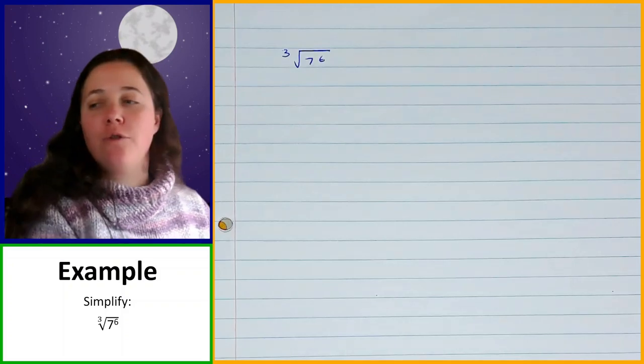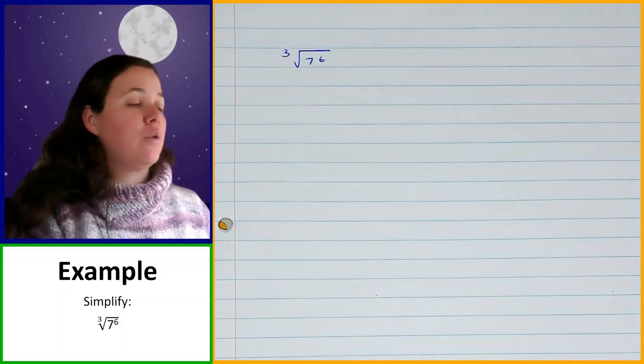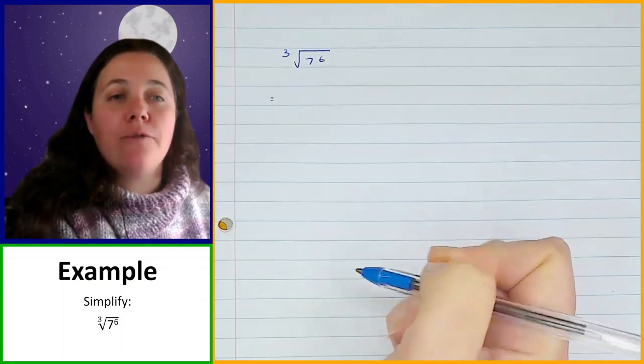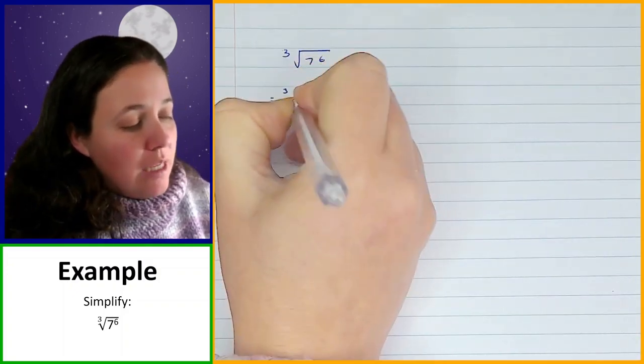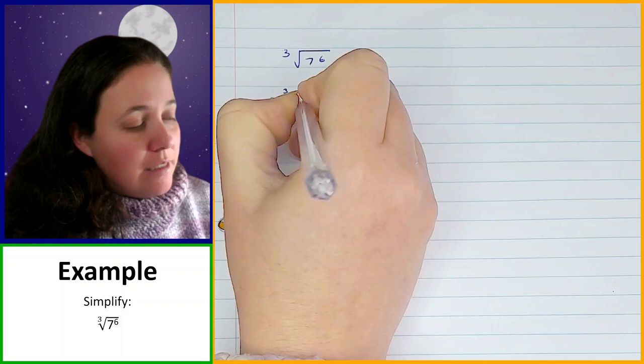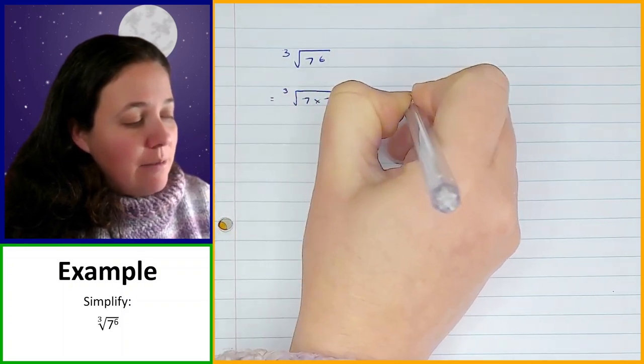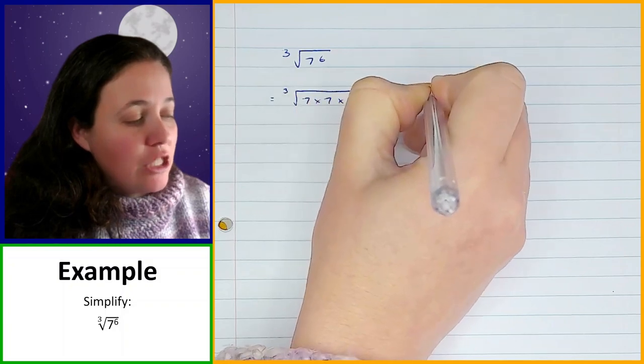Okay, so first of all, with a cube root of 7 to the power of 6, what 7 to the power of 6 means is 7 multiplied by itself 6 times. So we've got the cube root of 7 times 7 times 7 times 7 times 7 times 7. So that's what that actually means.